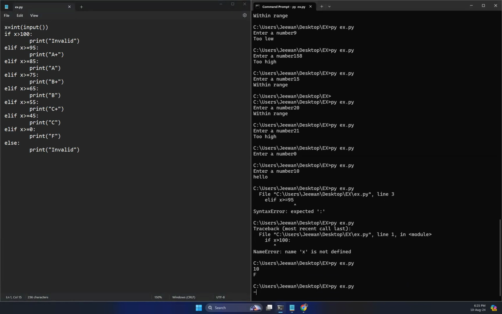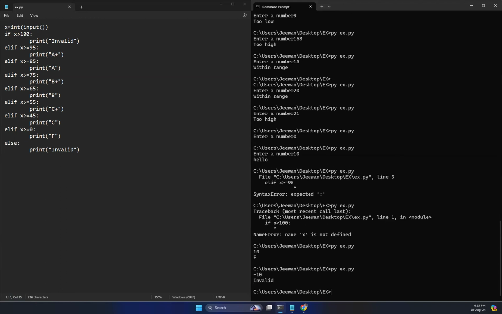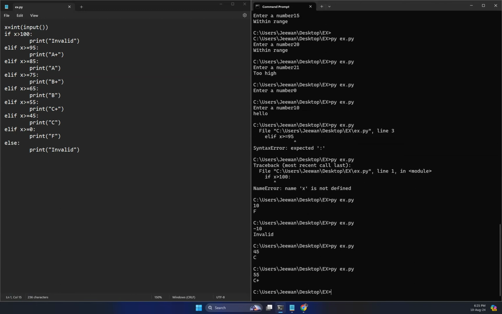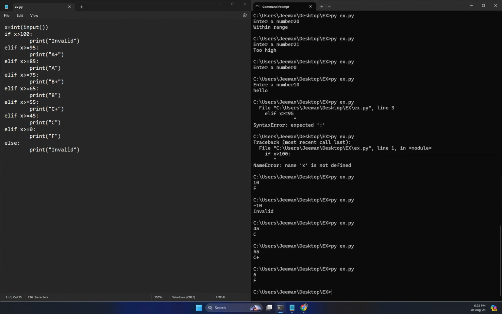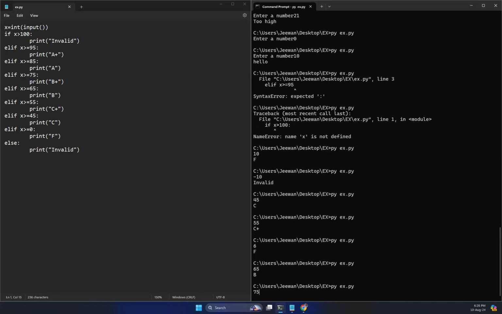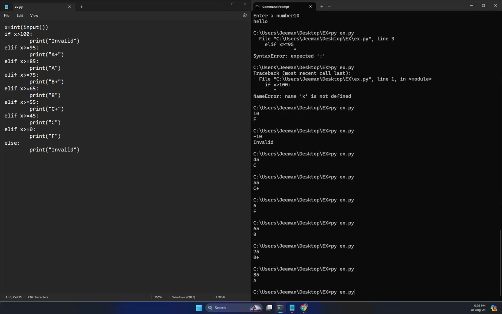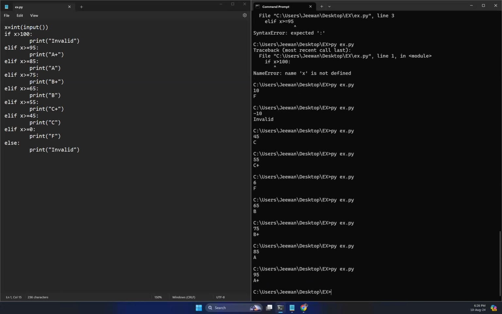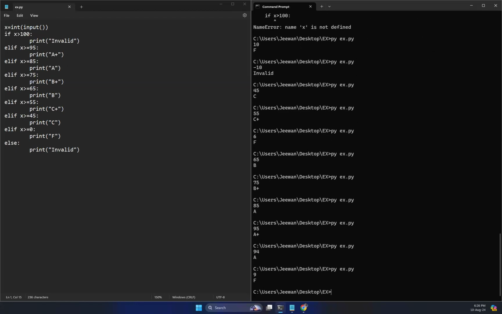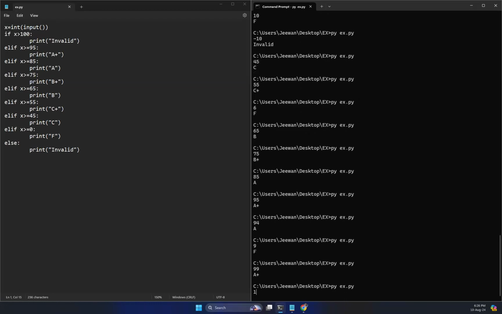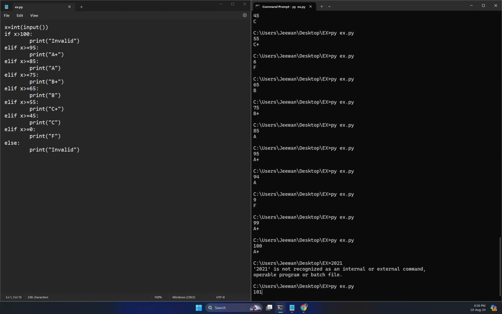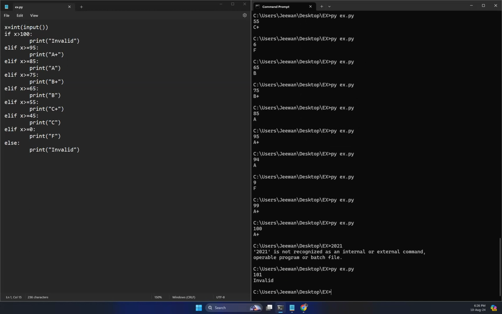Fail if it is minus 10. Invalid if it is 45. Pass if it is 55. Pass if it is 65. B if it is 75. B plus if it is 85. A if it is 95. A plus if it is 94. A if it is 99. A plus if it is 100. 101 invalid. Likewise, you can do this.